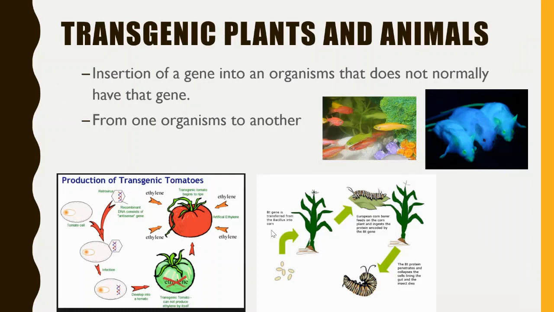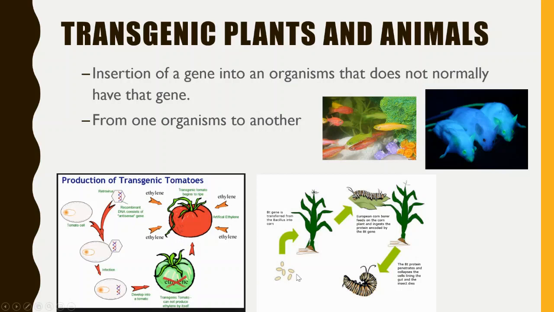Transgenic plants and animals. This is where you take a gene from one organism and you put it into another organism that doesn't normally have that gene. So you're going from one to another. The Flavr Savr tomato was one of the first crops that was approved for consumption using this method. Flavr Savr tomatoes are no longer sold in the stores, but you could go and look at why is it not sold anymore, and how did they create that tomato.